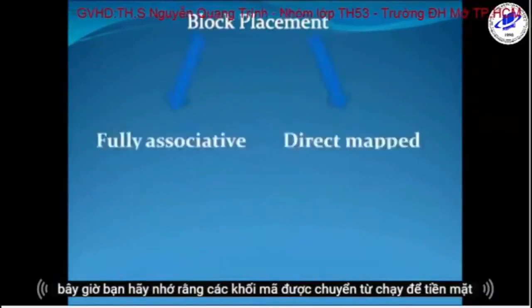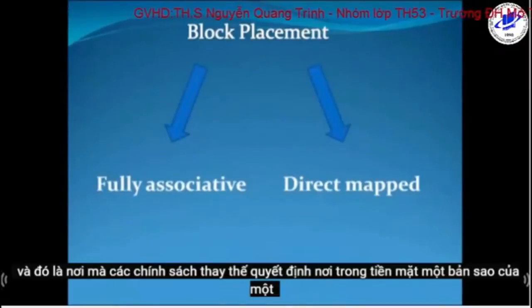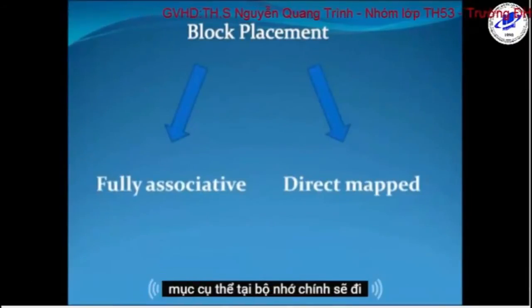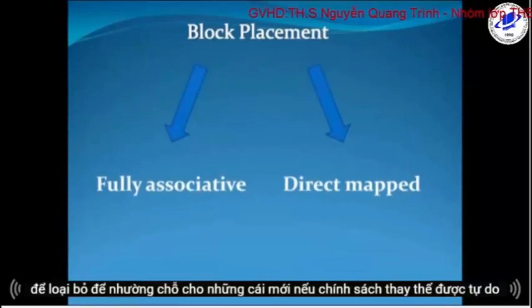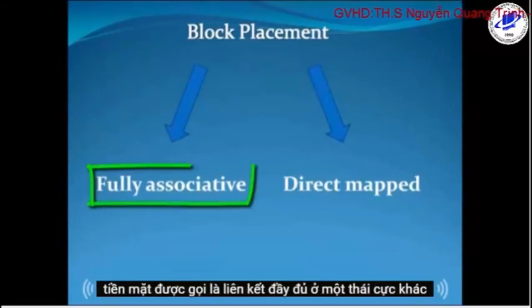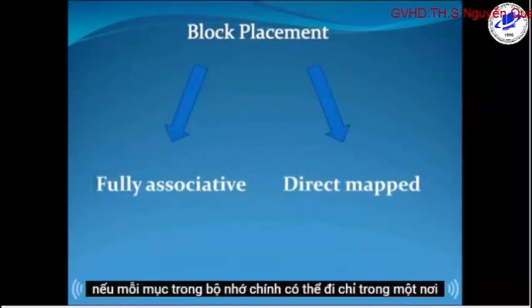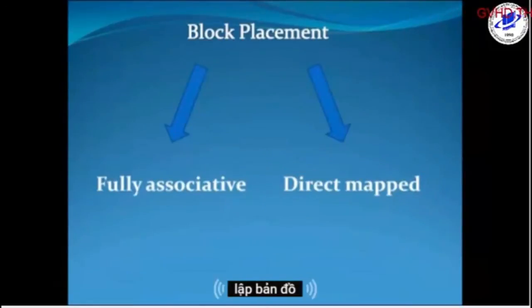Now you remember that blocks of code are moved from RAM to cache, and that's where the replacement policy decides where in the cache a copy of a particular entry of main memory will go. But when the cache is full, a replacement algorithm must choose which items to discard to make room for the new ones. If the replacement policy is free to choose any entry in the cache to hold the copy, the cache is called fully associative. At the other extreme, if each entry in main memory can go in just one place in the cache, it is direct mapped. Let's begin with fully associative mapping.